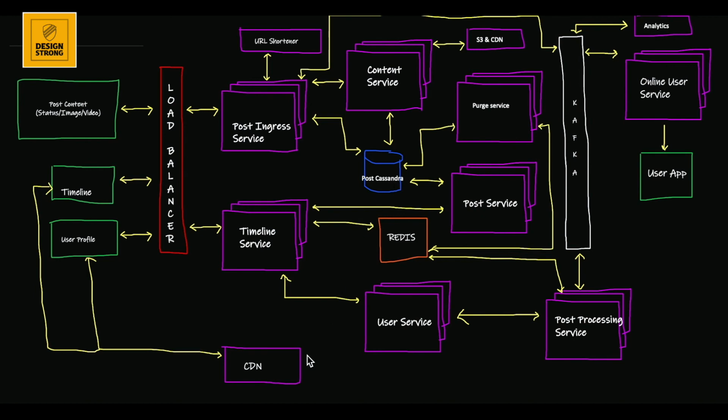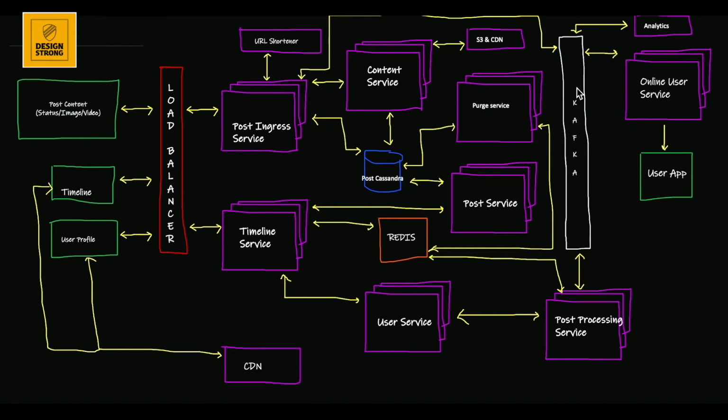So for instance, if this is an inactive user, he comes, Redis will not have the details. The timeline service will ask the post service, send me the data for this user. The post service will then calculate this on the basis of post Cassandra and send it back to the timeline service, and this will be shown in the timeline for the user.